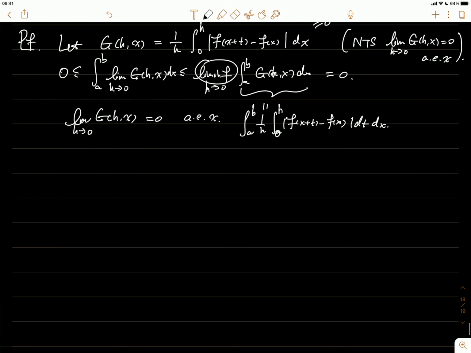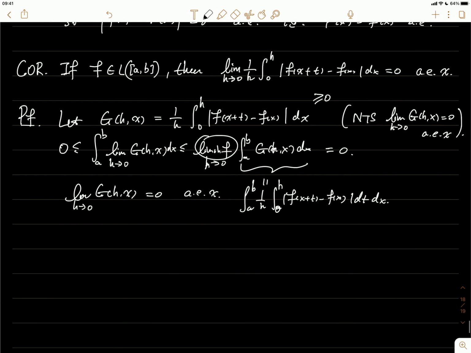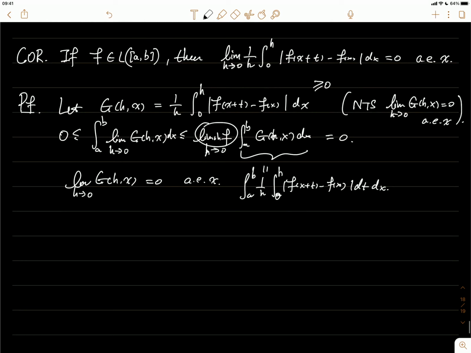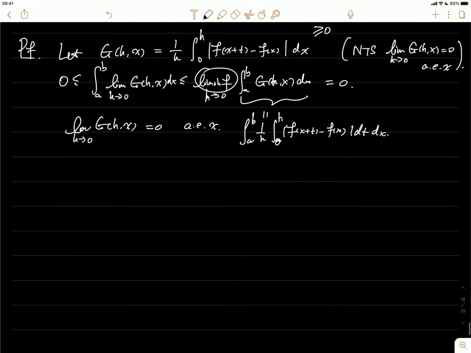Okay, so what this corollary tells us is that as long as the function is integrable, when we take the average of the integral for this integrand, as long as h is small enough, this is just going to be arbitrarily small, right? Arbitrarily small.